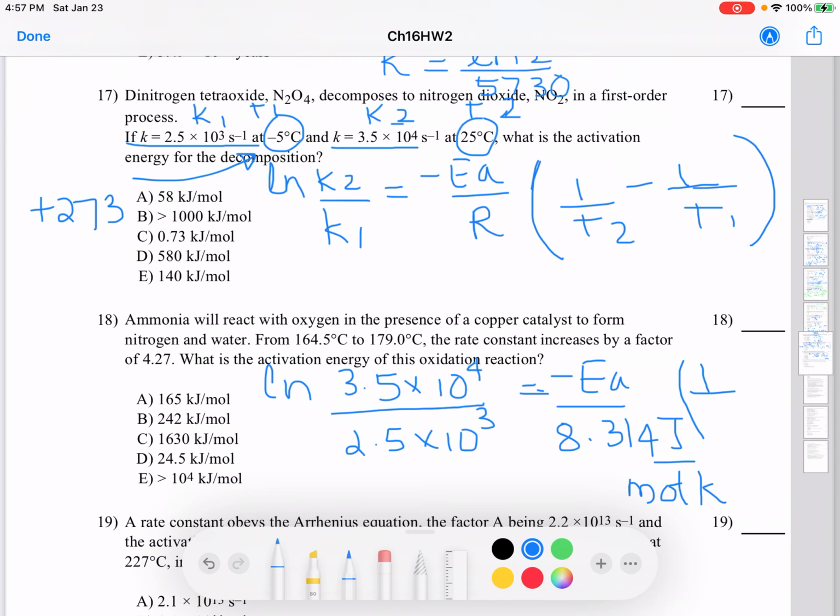Okay, and 1 over T2. Our T2 is 25 degrees Celsius. When you add 273, that is 298. Minus 1 over negative 5 plus 273, that is 268. So it is going to be 268 here. And then you do the calculation.